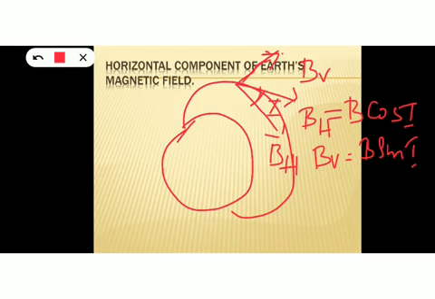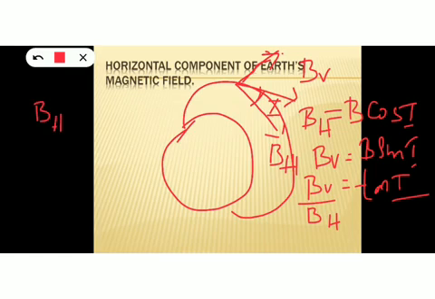Then what will be tan I? Just divide these two equations. Dividing BV by BH, BV by BH is equal to tan I. So tan I is equal to the vertical component divided by the horizontal component. And when I is 0, what happens to BH? BH is equal to B cos 0. Cos 0 is 1, so B cos 0 is B.